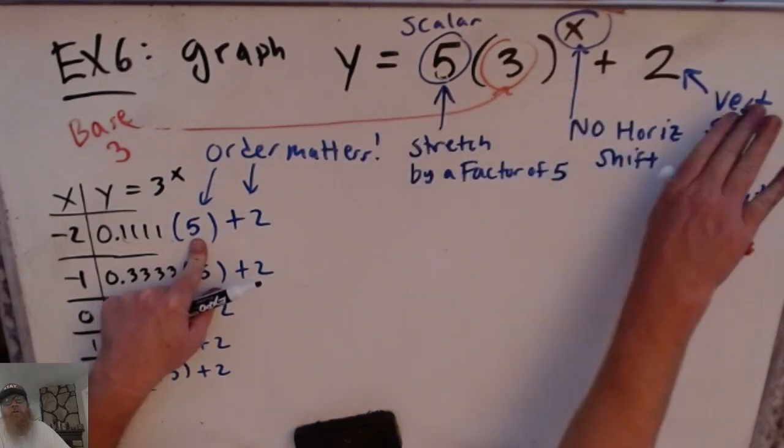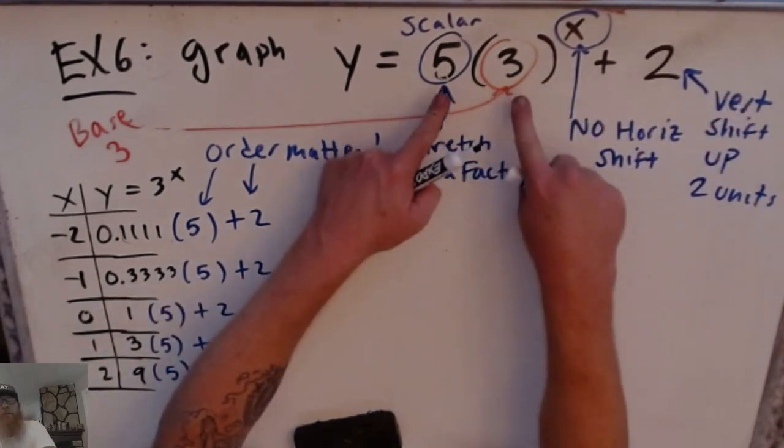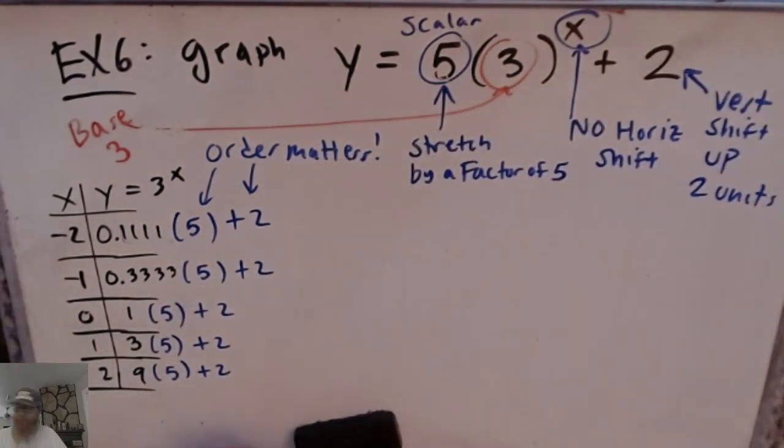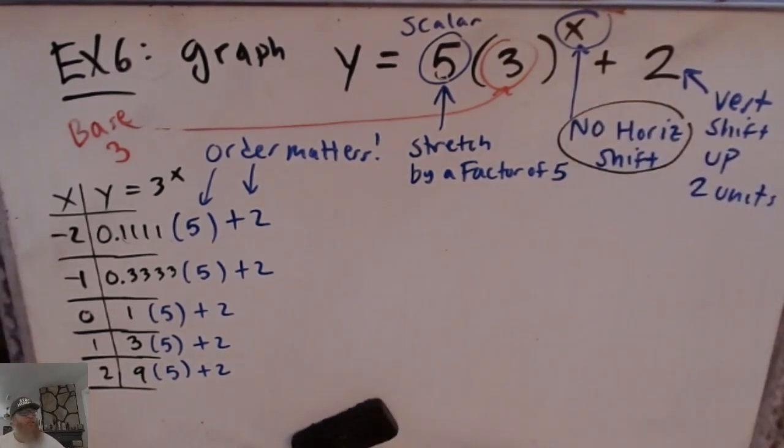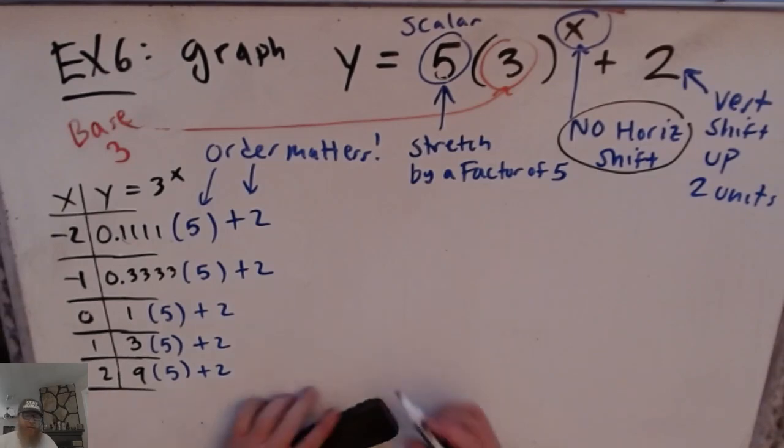Think of it as the order of operations, right? You would multiply before you would add. Yeah? At least I hope you would. Sometimes people don't do the operations in the right order. Since there's no horizontal shift, the x's are not going to change. They're going to stay exactly the same x's.